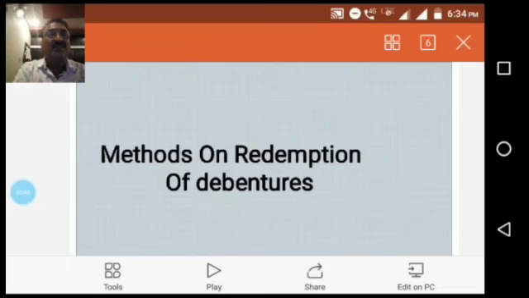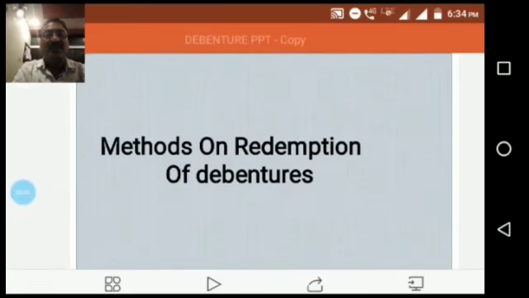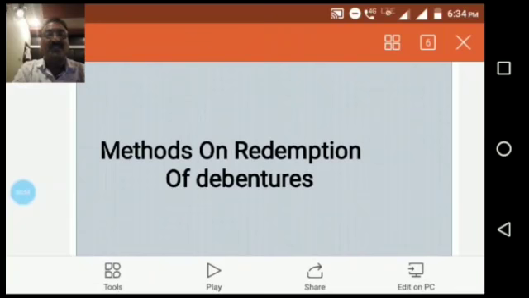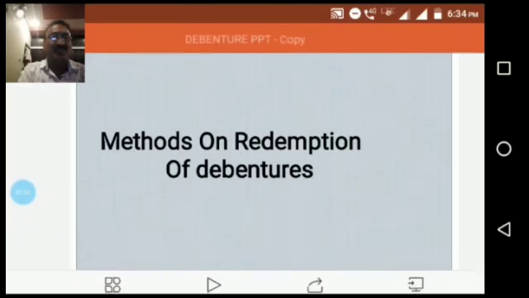What is the definition of debenture? Section 2, subsection 12 of the Companies Act: debenture includes debentures, stock, bonds, and any other securities of a company, whether constituting a charge on the assets of the company or not. Let us come to the discussion on methods on redemption of debentures.